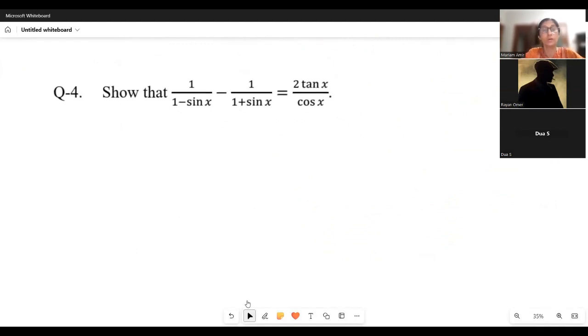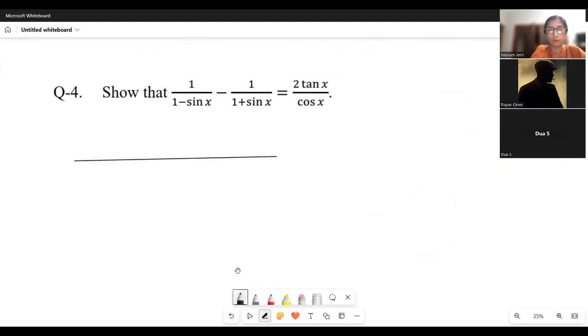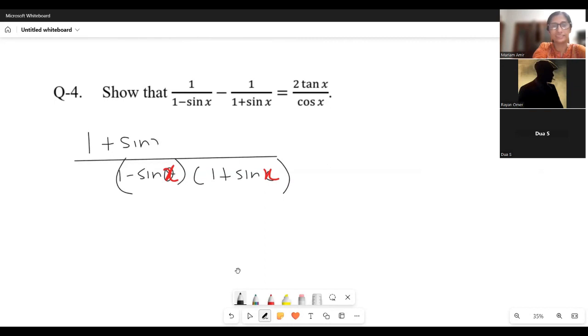Okay. Question number 4, trigonometric identities. We have to show that the left-hand side is identical to the right-hand side. Let's cross multiply. I'm sorry, take LCM. So the denominator would be 1 minus sine theta times 1 plus sine theta. Sorry, it's x, not theta. This is x, this is x. And then we will have 1 plus sine x. And because of this negative sign, when this gets multiplied with 1, we get minus 1 plus sine x. So be careful about the signs.